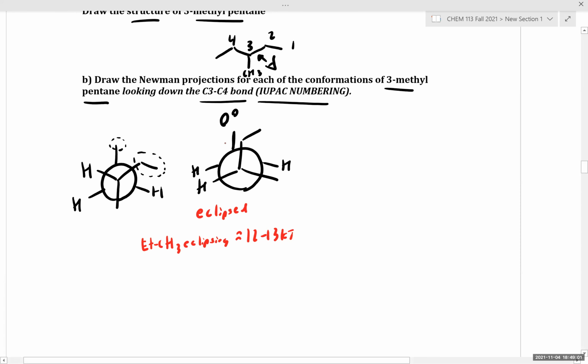Otherwise, for ethyl, if we look at an ethyl hydrogen interaction, it's around 7 kilojoules. And we know an ethyl methyl gauche is around 4. So it's a little bulkier than a methyl group.